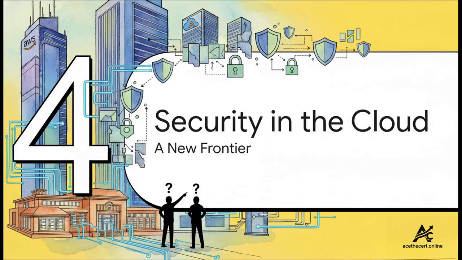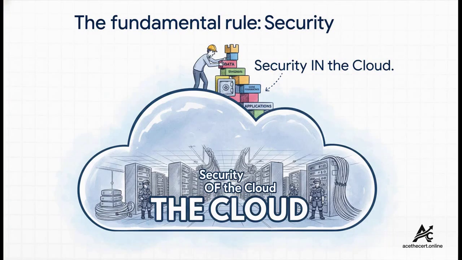Of course, our campus isn't just built on our own land anymore, is it? We're all leasing space in these massive cloud skyscrapers run by providers like AWS or Azure. And this raises a really critical question. In the cloud, where does their security job end and where does ours begin? It all boils down to something called the shared responsibility model. And it's actually pretty simple.